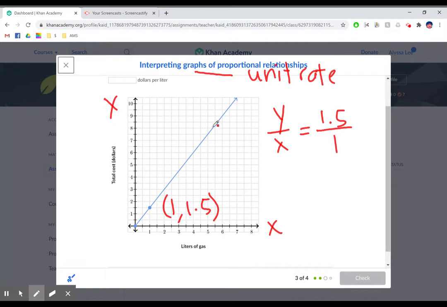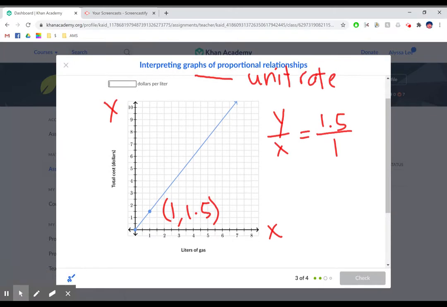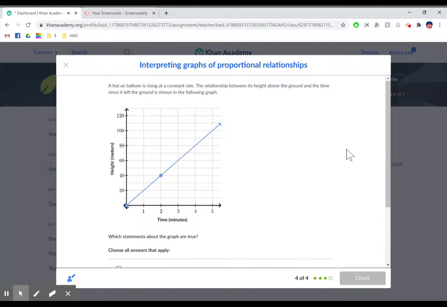So you might think I'm over-explaining, which I kind of am, but I want to make sure I hit home that you're looking for that unit rate. Not all examples will necessarily look like this, okay? So 1.5, that's good. Let's see if we can do one more example. Okay, we got a hot air balloon is rising at a constant rate. The relationship between its height above the ground and the time since it left the ground is shown in the following graph. Okay, so hot air balloon takes off, time passes, it reaches a certain height.